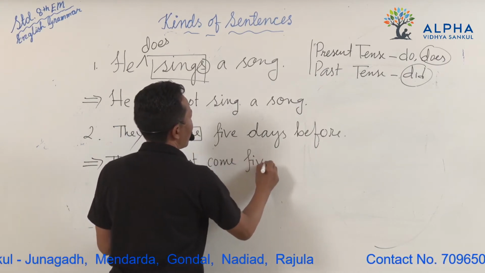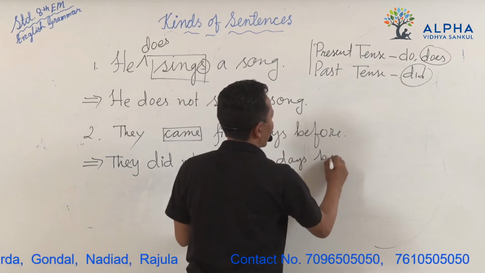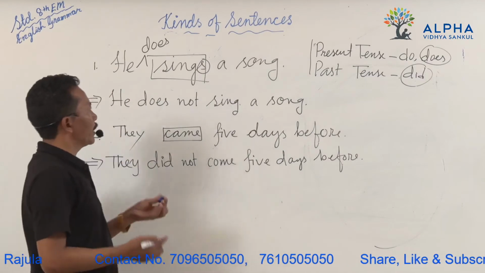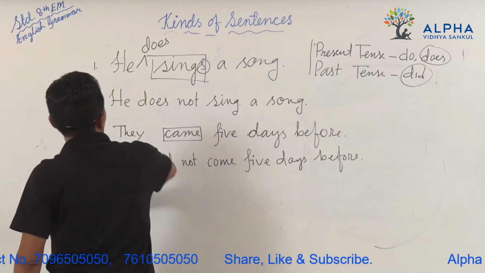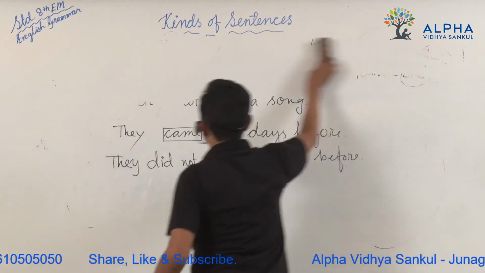5 days before. Like this we have to do. You know, these are negative and affirmative sentences. They are called what? Assertive sentences.